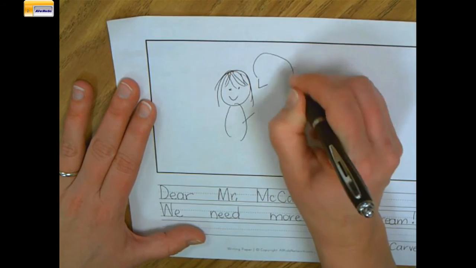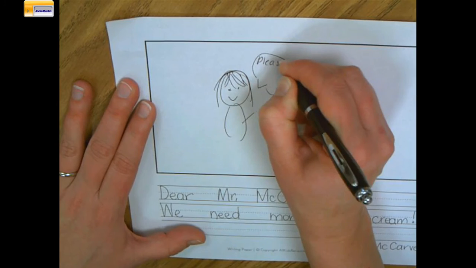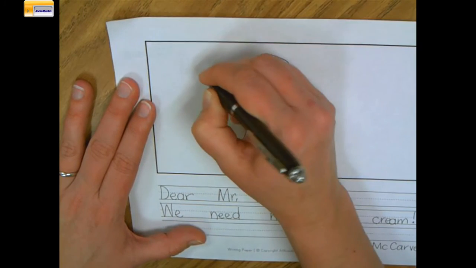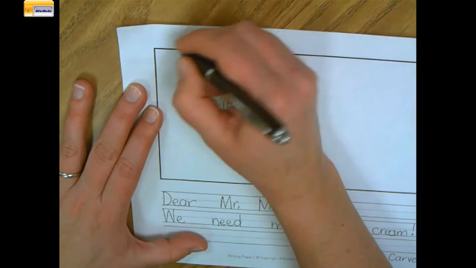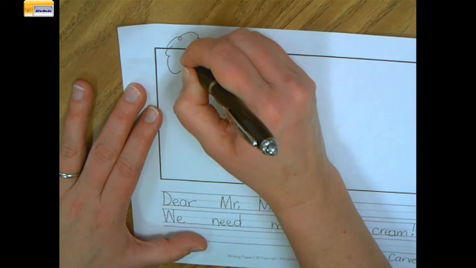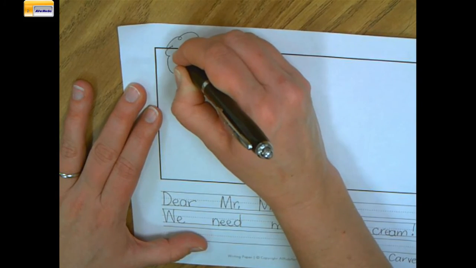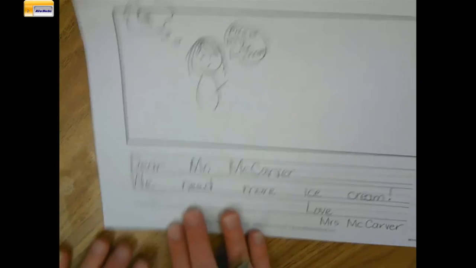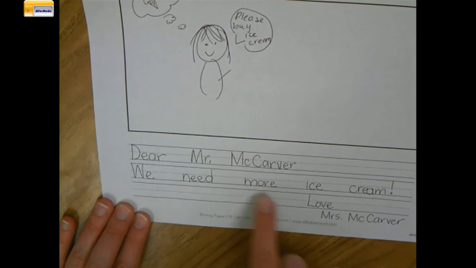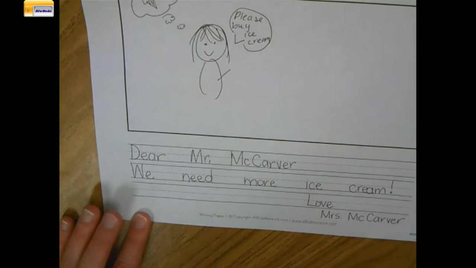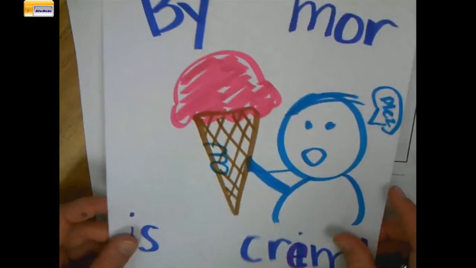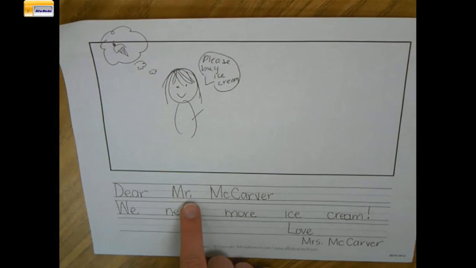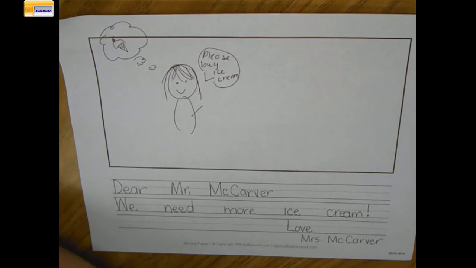I'm going to say, please buy ice cream. And I'm kind of dreaming about my ice cream cone with a cherry on top. So Mr. McCarver knows that we need more ice cream. Dear Mr. McCarver, we need more ice cream. Love, Mrs. McCarver. So now I've taken my sign about my problem and I've decided exactly who I need to talk to about this, and I wrote them a letter.